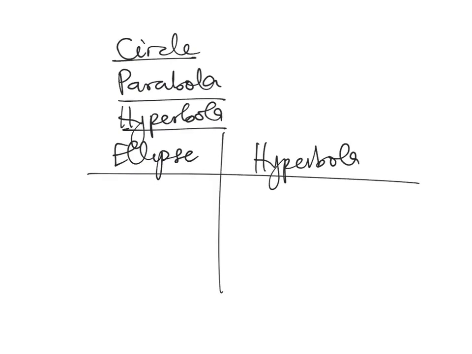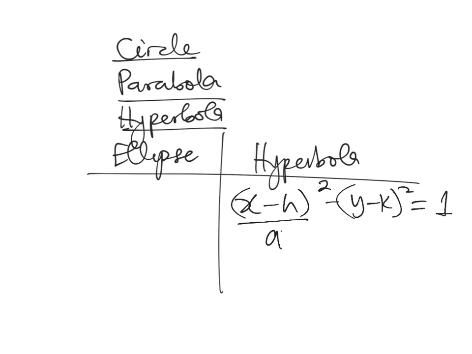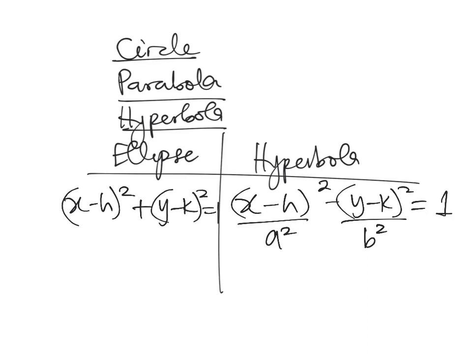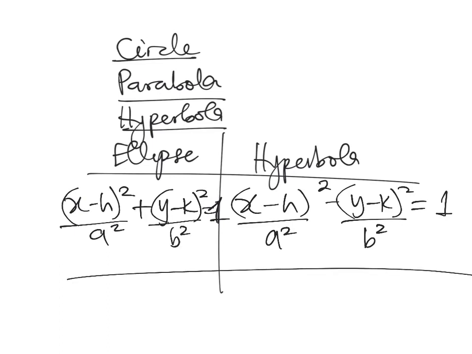So for the hyperbola you basically have (x minus h) squared over a squared minus (y minus k) squared over b squared is equal to 1. And for the ellipse, it's (x minus h) squared over a squared plus (y minus k) squared over b squared is equal to 1. Very similar formulas. If the ellipse has its center at the origin, then it would just be x squared over a squared plus y squared over b squared is equal to 1.